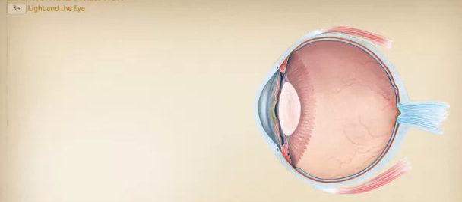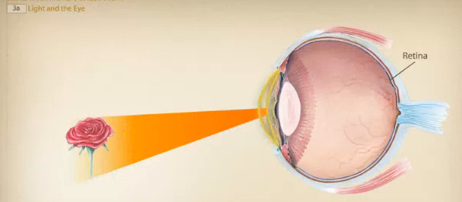Each eye is a living optical instrument that creates an image of the visual world on the light-sensitive retina at the back of the eye. So the retina is at the back of the eye in yellow here. Light enters the eye through a transparent window at the front called the cornea.